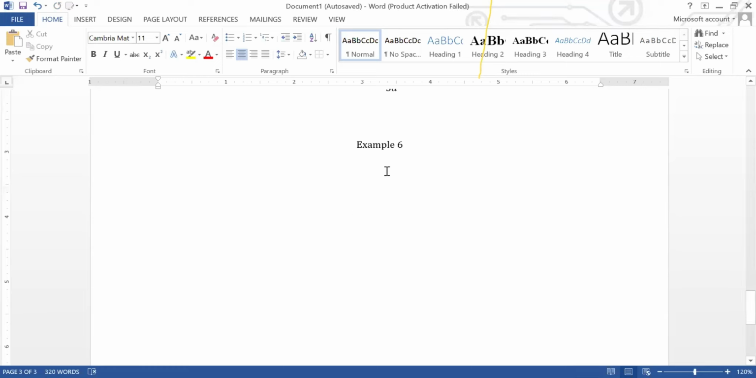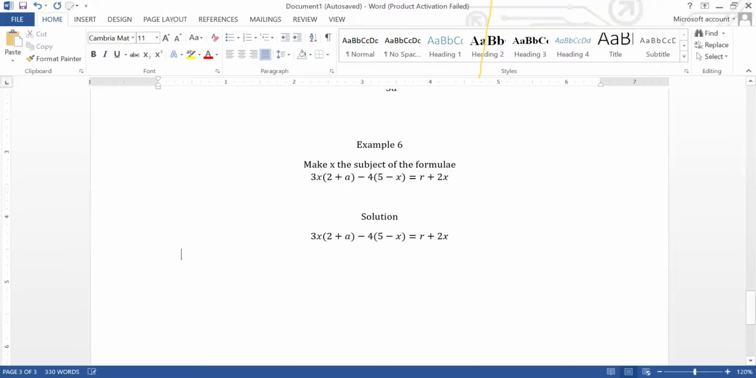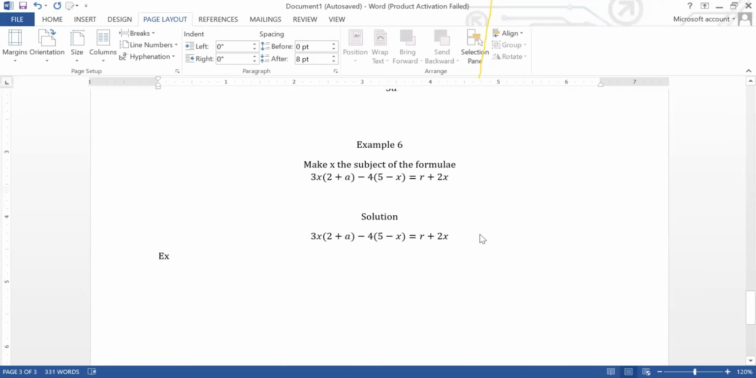All right, good. Example 6. We are asked to make x the subject of this. Can you see that? Now, we have been expanding brackets. If we find a bracket, let's expand the bracket. Let me save my file first because I'm having a problem sometimes.